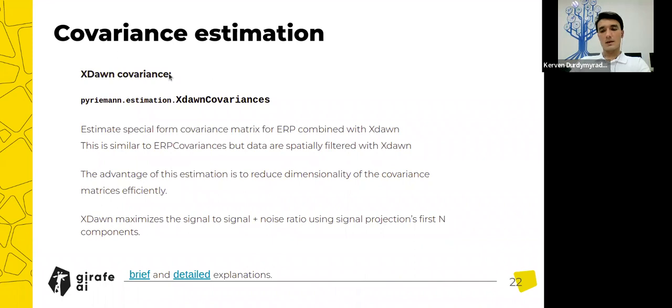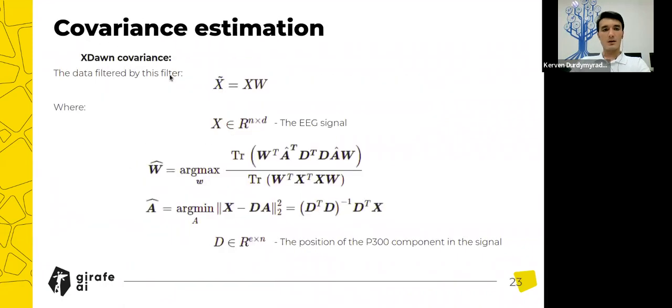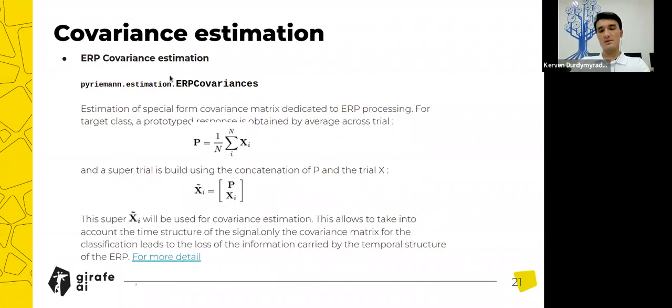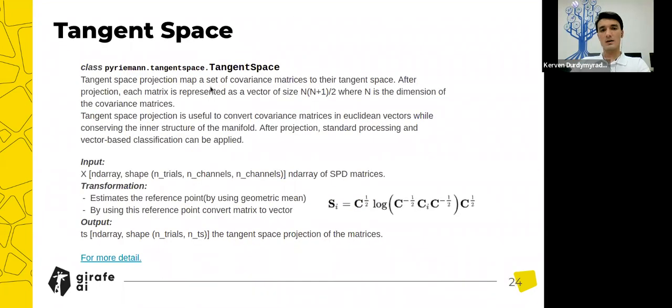So as a result, by any of these three methods, we can take the covariance matrix of our data. After we get the covariance matrix, we will apply the tangent space, which, as I mentioned before, is just converting our covariance matrix to vector forms in the tangent space.